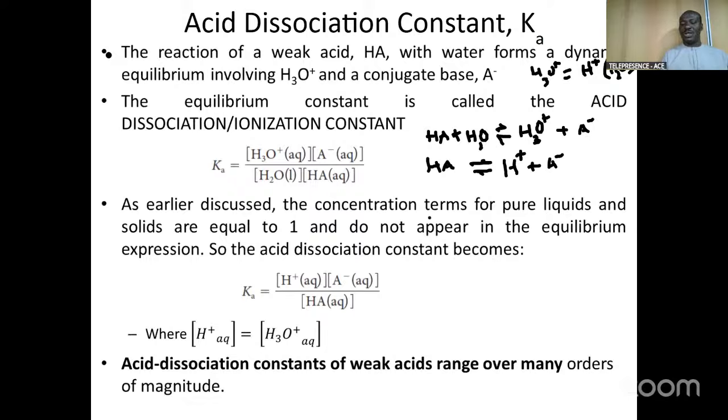All right. So the expression according to this particular one here, the equilibrium constant, is this. We have H3O+ and A-, and of course H2O liquid and HA in aqueous. Since the concentration of this is fairly constant, we remove it, and if we remove it, we are left with the expression for this. That's why I say they can be used interchangeably. The concentration terms for pure liquids and solids are equal to 1, and they do not appear in the equilibrium expression. So the acid dissociation constant becomes this.